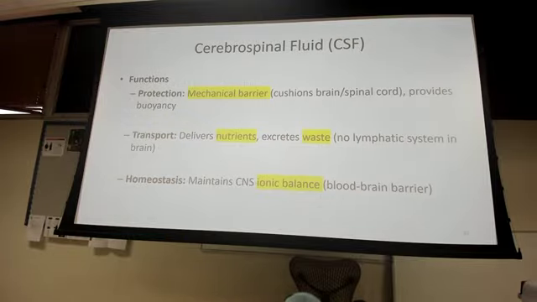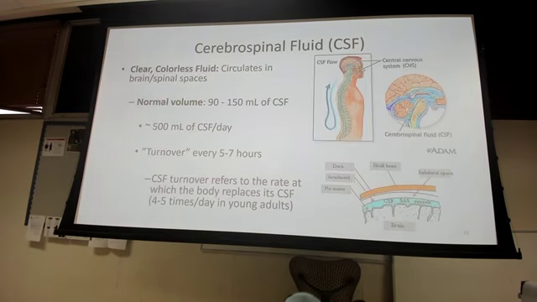Okay? All right, now CSF. We know CSF touches the brain and the spinal cord, and it delivers nutrients and excretes waste out of the lymphatic system. Okay, this is how it looks anatomically.